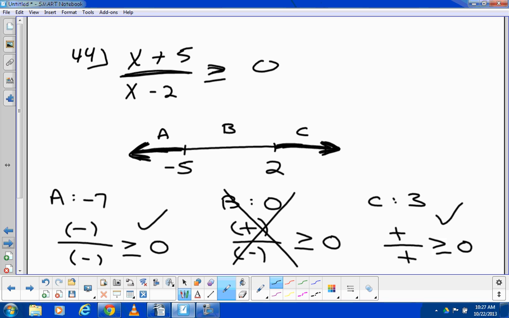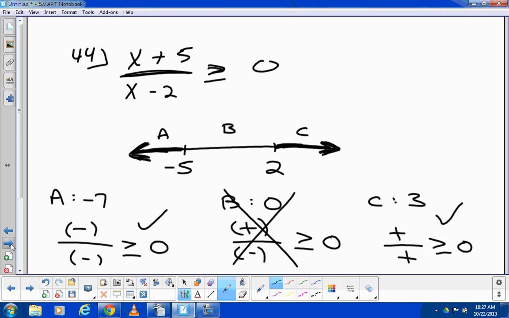You can never include a value that makes it undefined, no matter if it says equal to or not. What value here would make this function undefined? 2. Because that would make me divide by 0, wouldn't it? So no matter what, I don't care if it's got 1,000 equal to's under there, we could never include 2 because 2 would make it undefined.